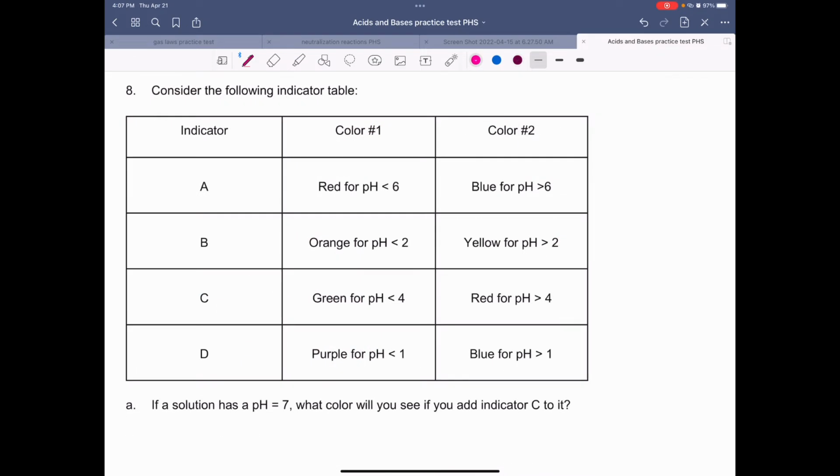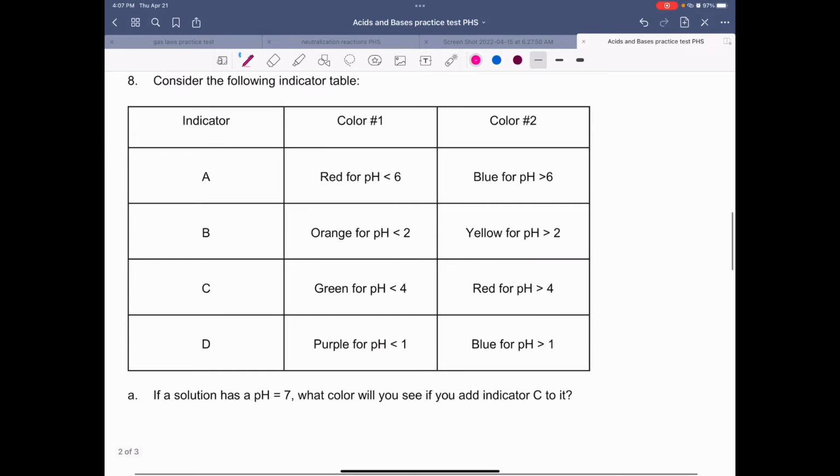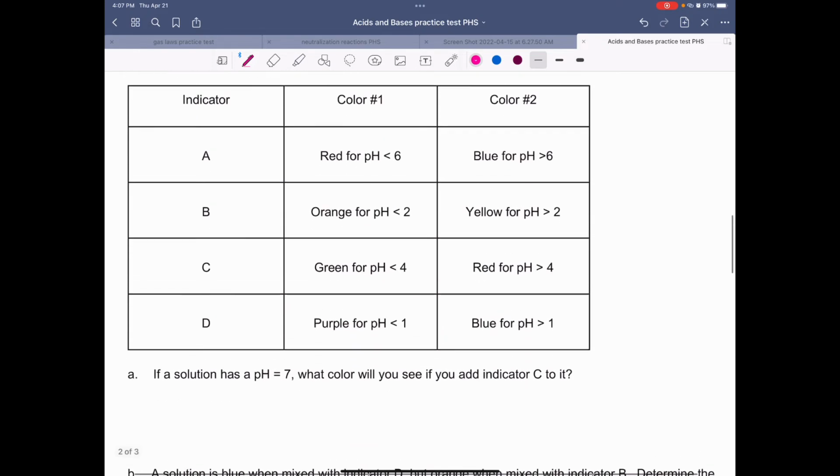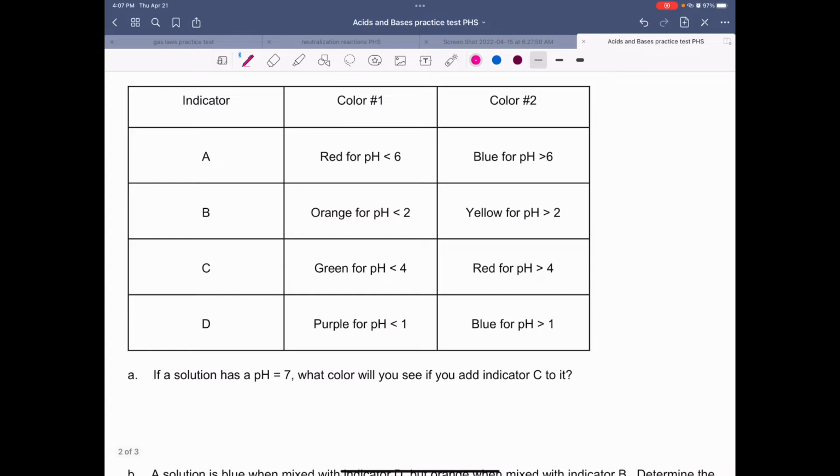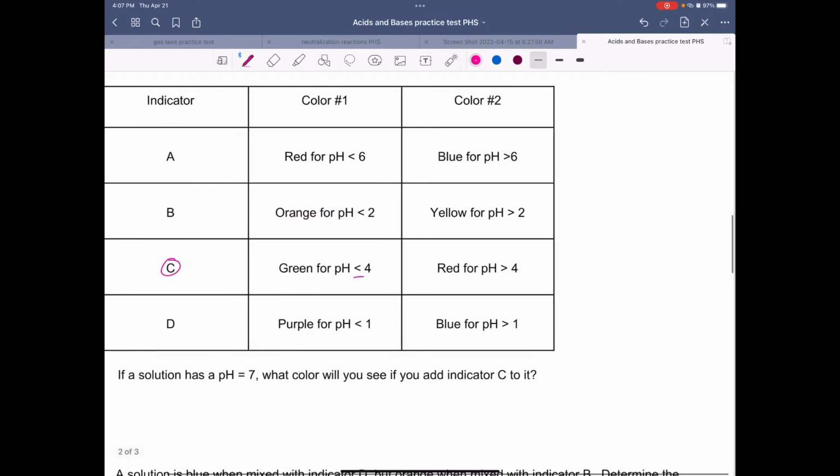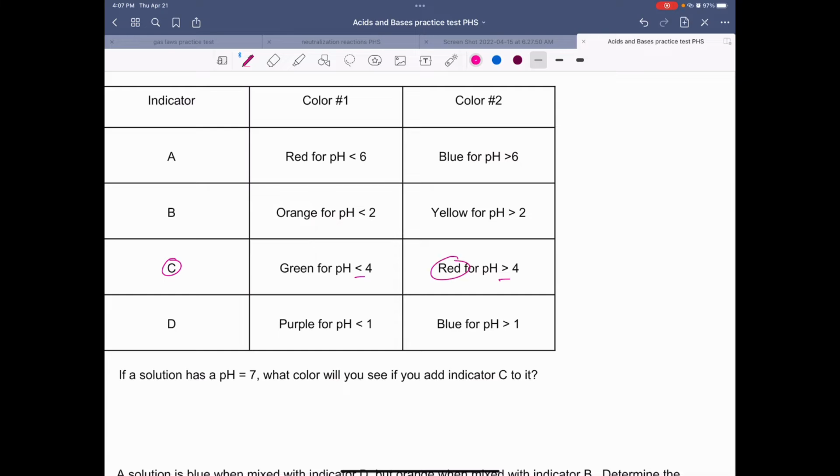Okay, let's move on to number 8. This is an indicator lab table, and very similar to what we did in class. 4 indicators, A, B, C, and D, and it tells you what color they turn depending on the pH level. So A, if solution has a pH of 7, what color will you see if you add indicator C? pH 7, is that less than 4 or greater than 4? It is definitely greater than 4, so it's going to be red.